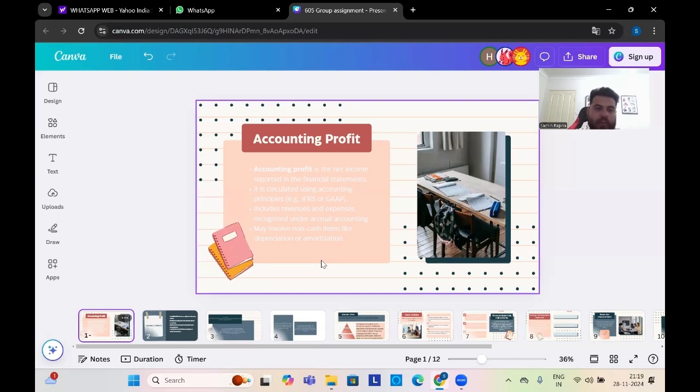So let's say in accounting profit, I got revenue of 100,000 and 30,000 is my expense. So profit will be 70,000. But in taxable profit, same revenue, but tax laws allow a $10,000 depreciation reduction. So taxable profit is 60,000. That's it.